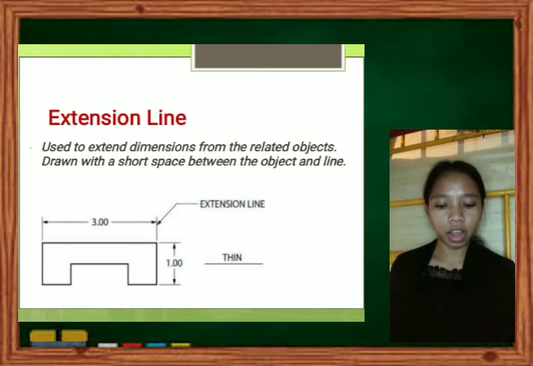Okay. Next is extension line. It is used to extend dimensions from the related objects, drawn with a short space between the object and line. Let's take a look at the illustration. As what you have drawn on the dimension line, you can add a line to draw another related object, and the line that you extend is what we call extension line. Understood?